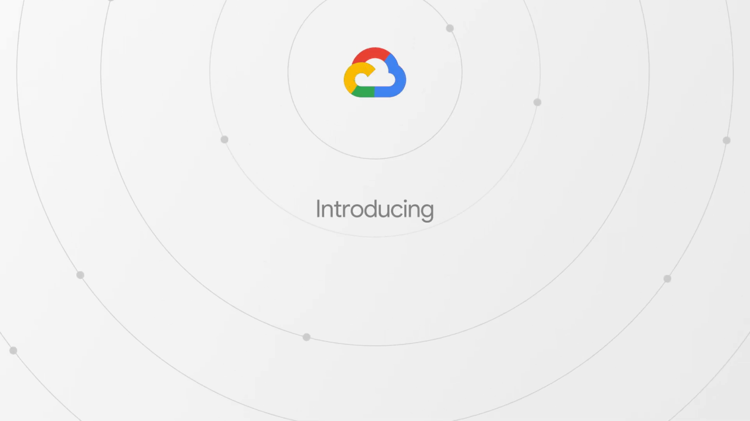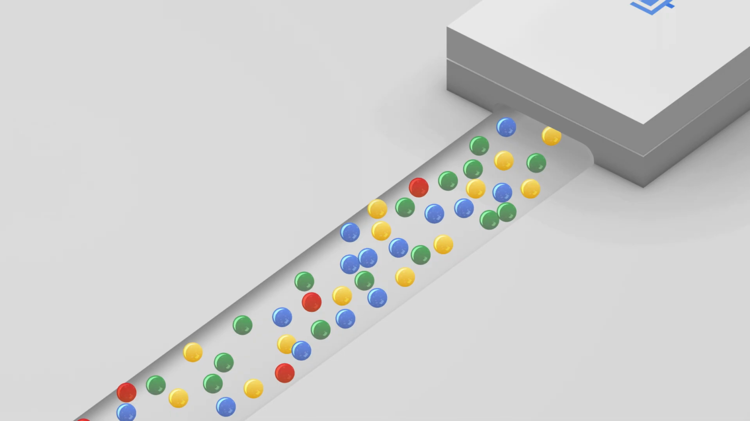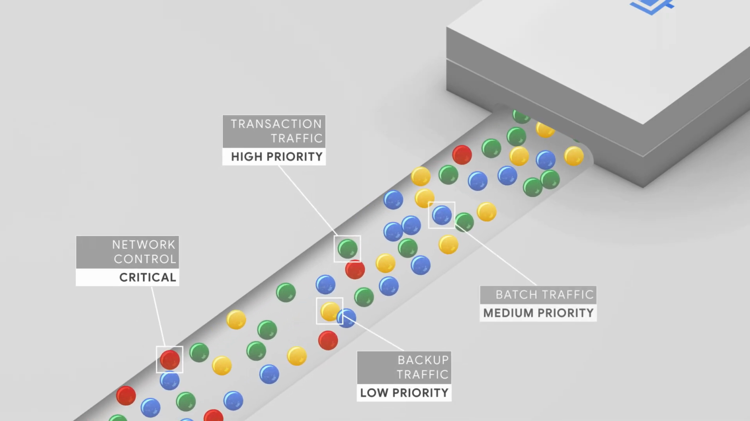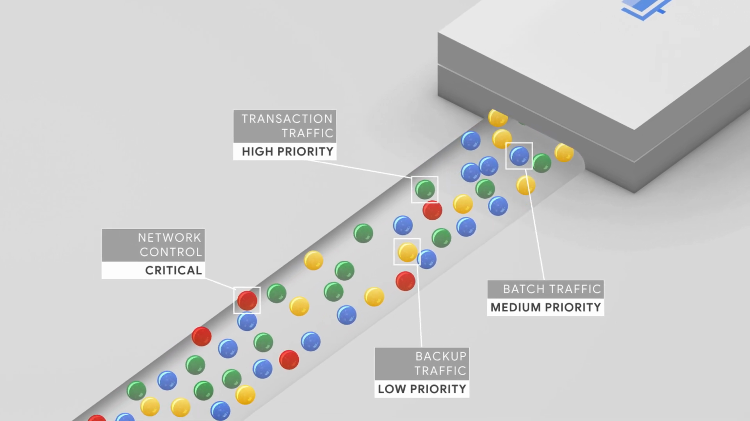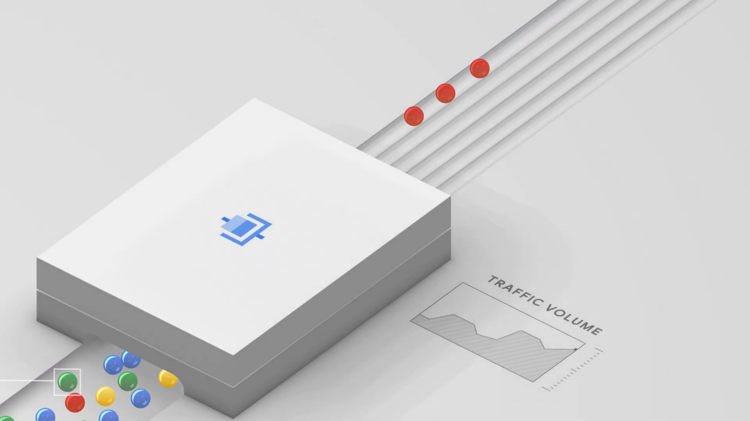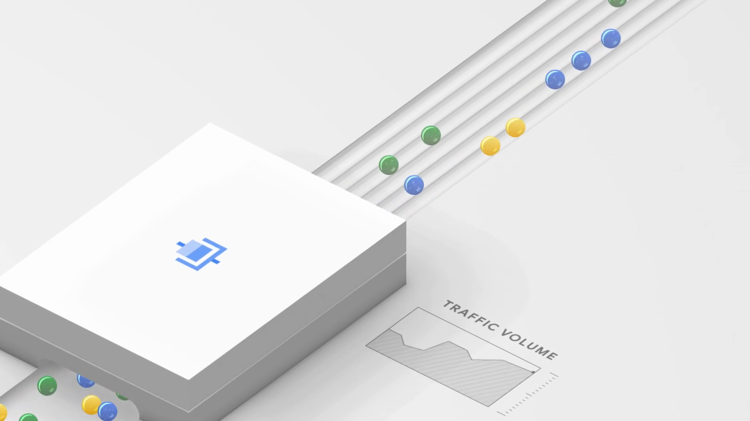That's where Google Cloud's application awareness on Cloud Interconnect comes in. Application awareness on Cloud Interconnect gives you the ability to prioritize your traffic within the Cloud Interconnect, so your most important workloads get the differentiated treatment they need even during peak times.